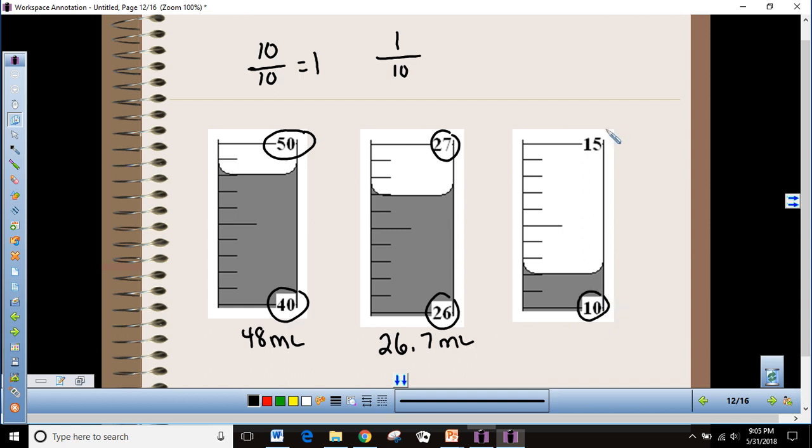This is one that usually gets students here. The difference here is 5. There are still 10 lines. So each one is a half, or 0.5. So this would be 10.5, and that would be 11 milliliters. And there are some of our little graduated cylinders that are like that. So be careful and look at your graduated cylinder and see what each line is measuring.